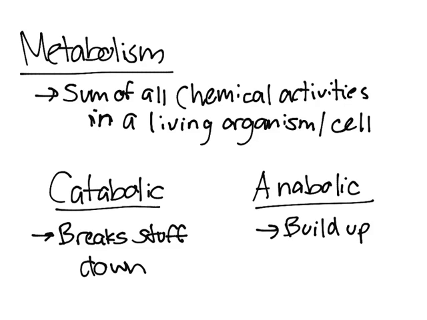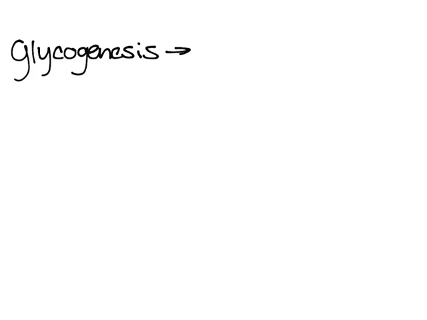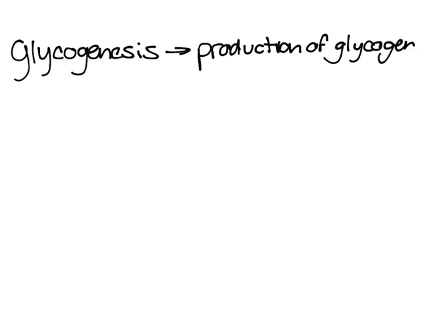And so let's talk about first what happens in glycogenesis. So let me clear this. So glycogenesis is the production of glycogen. And glycogen is typically found in the liver and in the muscles. And so that's one type.